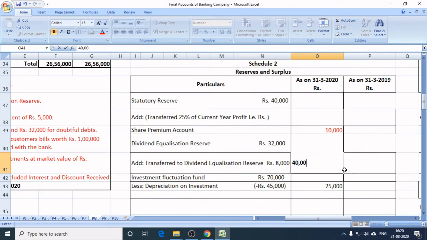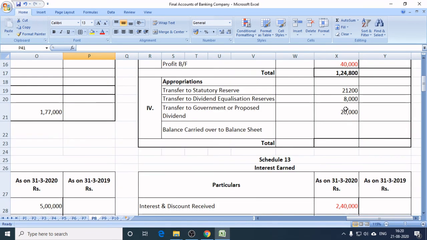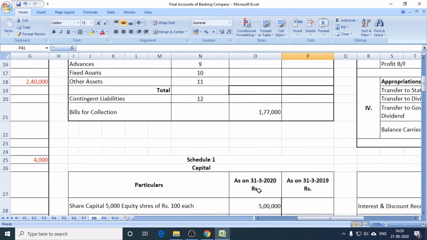The closing balance of dividend equalization reserve will be rupees 40,000. Now statutory reserve opening balance is 40,000, and we have to transfer. We have transferred how much? 21,200 out of profit to statutory reserve.